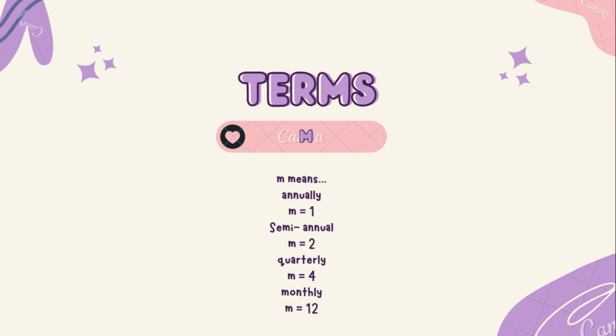So, M means annually, semi-annual, quarterly, or monthly. If we have annually, M is equals to 1, which means we pay one time. Since it's annually, it's per year. Semi-annual, we pay it twice. So M is equals to 2. Quarterly, M is equals to 4. And monthly, M is equals to 12.